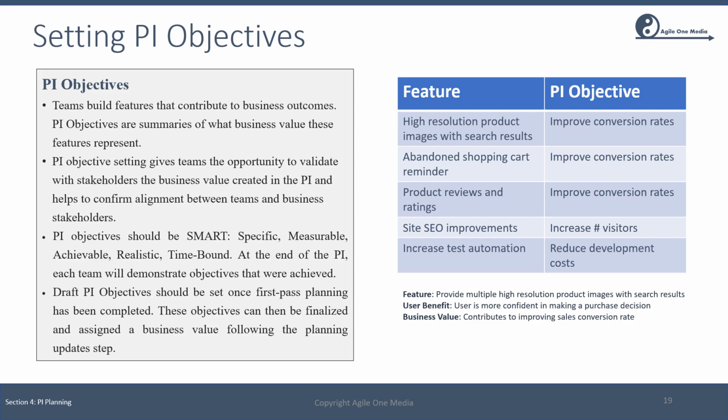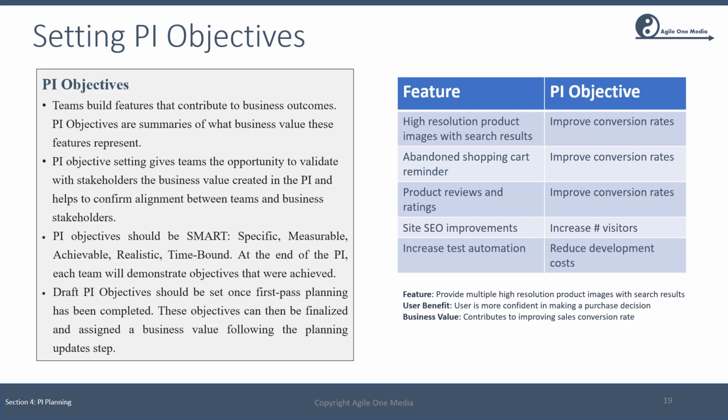Draft PI objectives should be set once first pass planning has been completed. These objectives can then be finalized and assigned a business value following the planning update step. So here are a couple of examples.